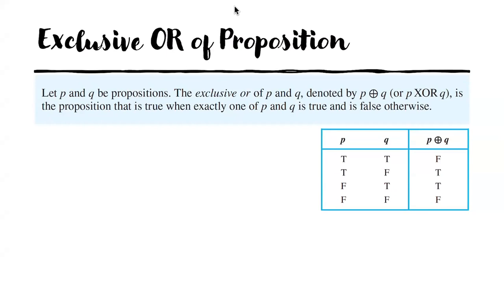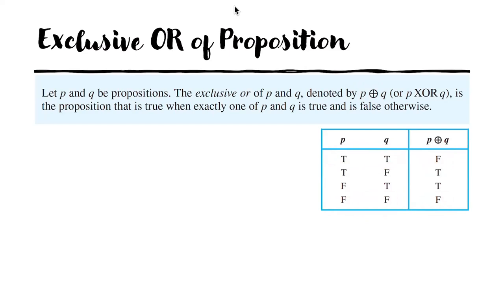So exclusive or is the relation where only one of the two propositions is true. You can only have one of the two propositions be true in order for the exclusive or statement to be true, which means they cannot be both true and cannot be both false. So when they are both true or both false, the statement will be false. And it will be denoted as a little plus sign with a circle around it.